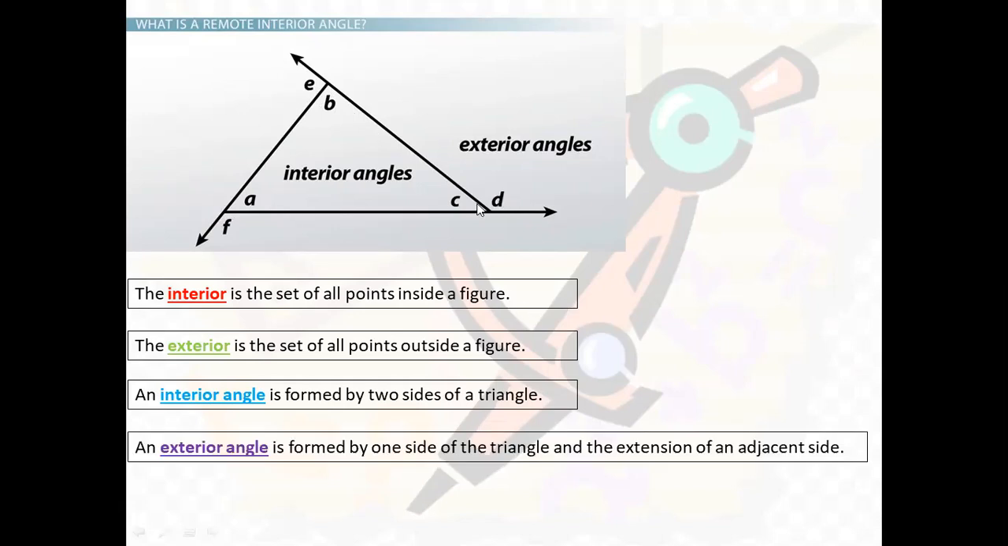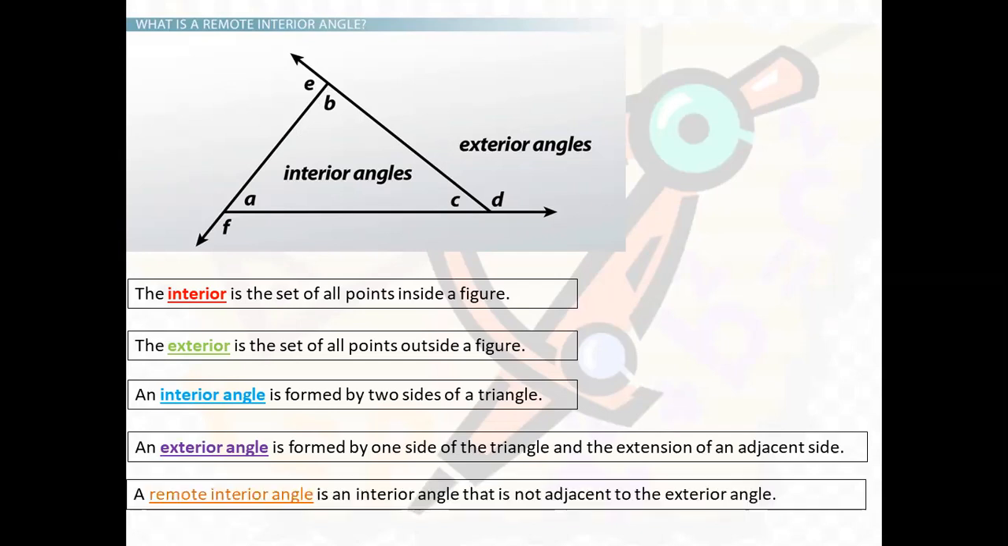How is an exterior angle formed? It is formed by one side of the triangle and the extension of an adjacent side. If you think the triangle stops here, you can extend the adjacent side, and that makes up an angle too. So an exterior angle is formed when a side of the triangle is extended. Like that, these three angles D, E, and F are called exterior angles.